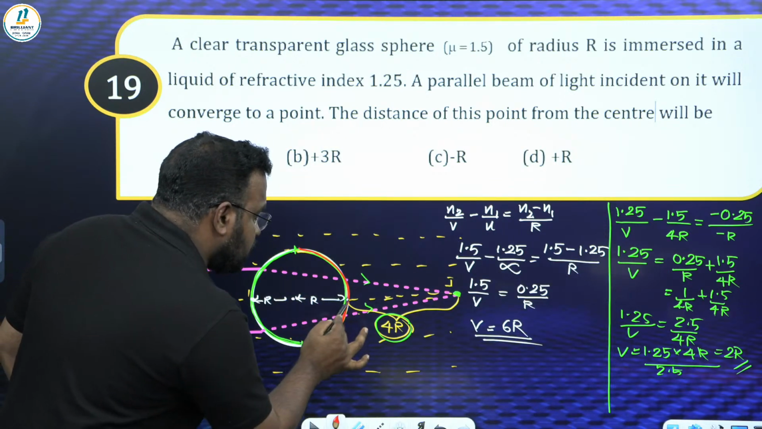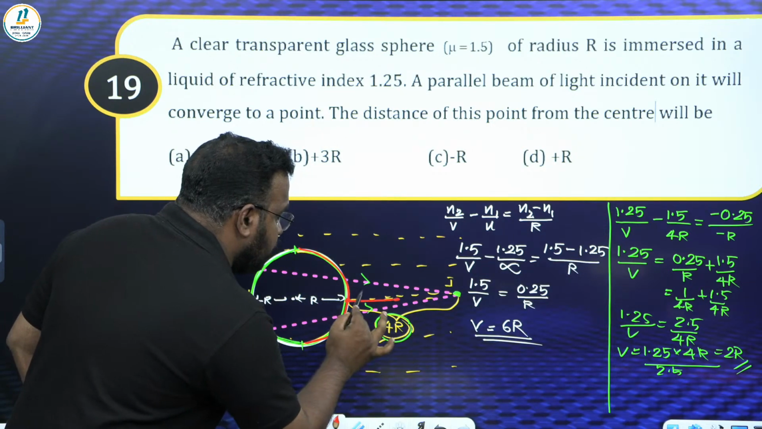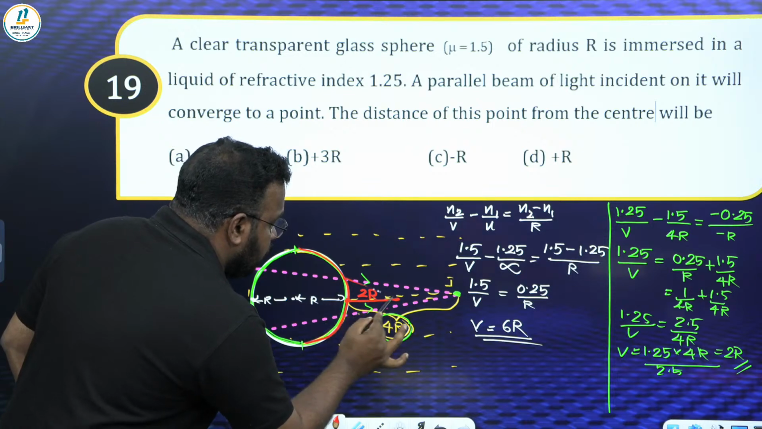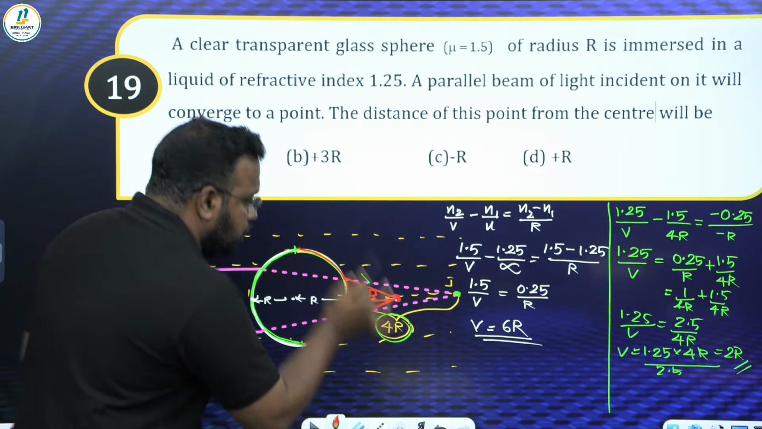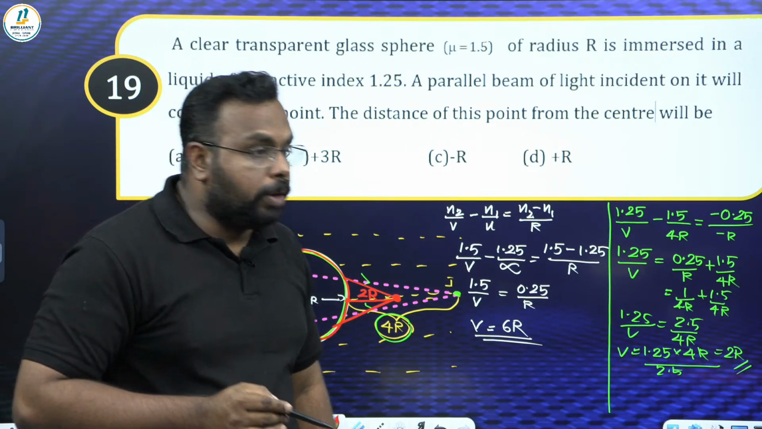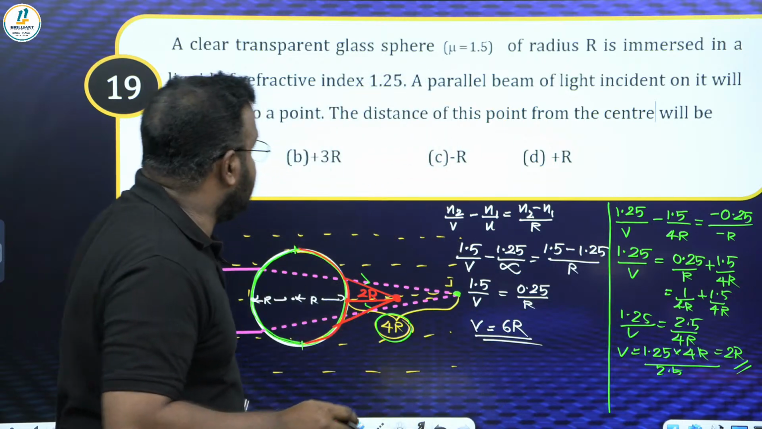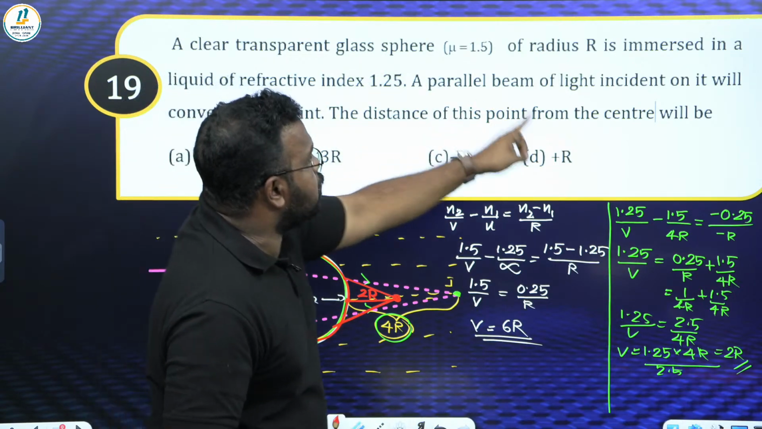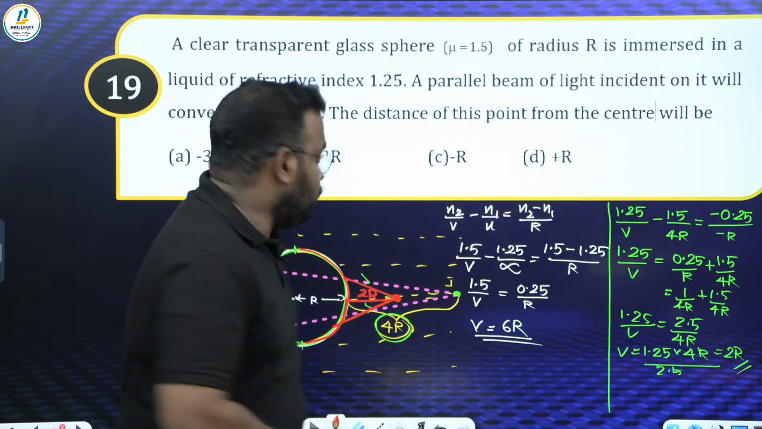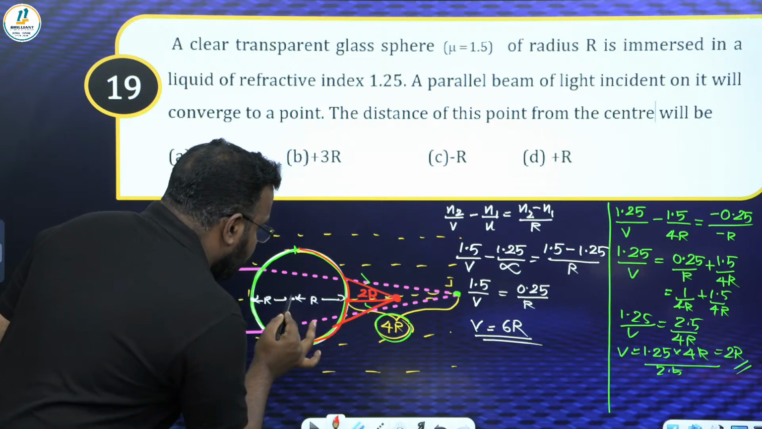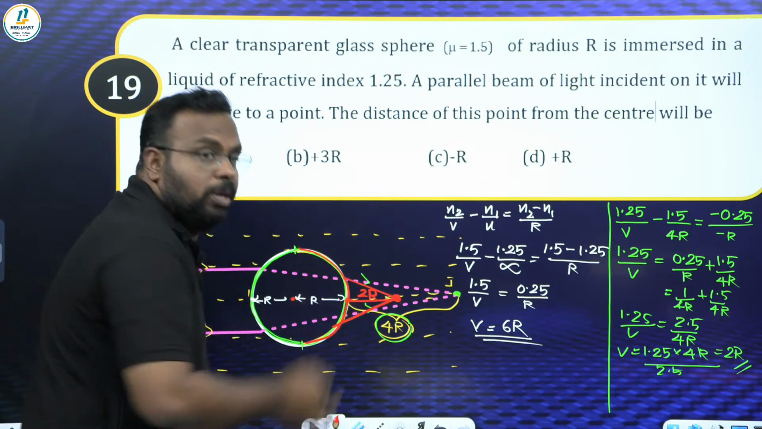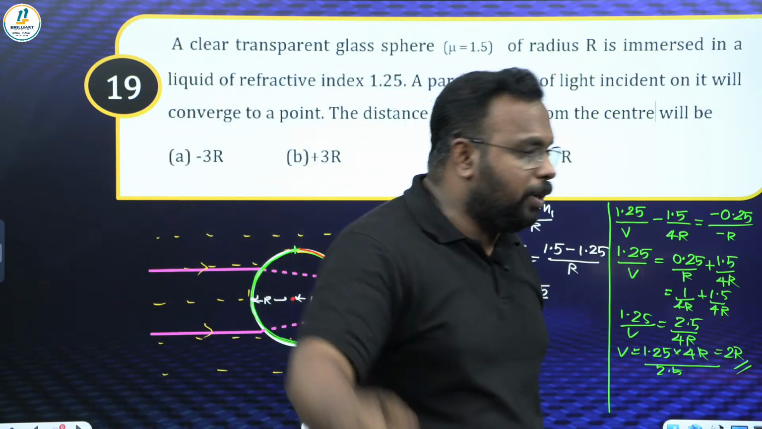So from this surface the final image is formed at a distance of 2r. That means, my dear students, we can see that the final image is formed at this point. What is the question they are asking? The distance of this point from the center. So from here it is 2r, then from the center how much will be that distance? Now you can come into your answer.